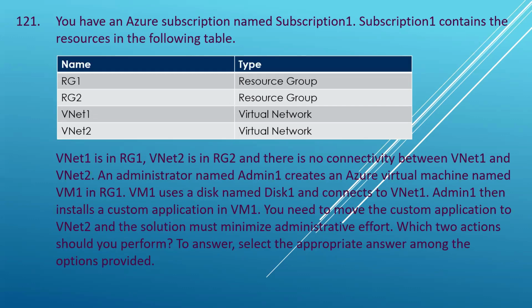An administrator named admin1 creates an Azure virtual machine named VM1 in RG1. VM1 uses a disk named disk1 and connects to VNet1. Admin1 then installs a custom application in VM1. You need to move the custom application to VNet2, and the solution must minimize administrative effort. Which two actions should you perform? To answer, you need to select the appropriate answer among the options provided.